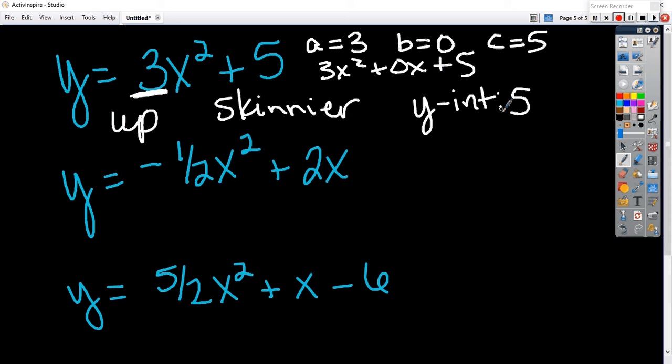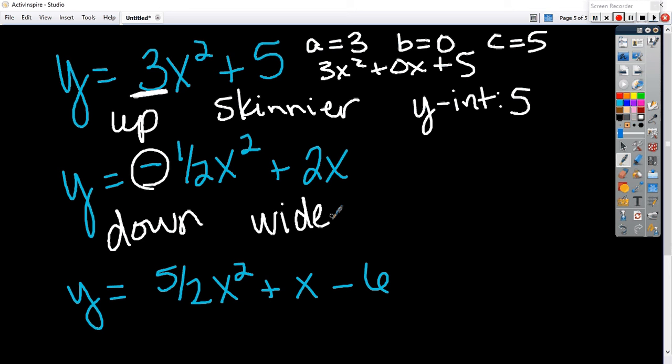The C on the end is the y-intercept, yes? How about the second one, up or down? Down. Why? A big old negative in front makes me go down. Skinny, wide, or average? This one's wider. Reason being it's less than 1. Remember, it's the opposite of what you think. The smaller it gets, the wider the graph gets.